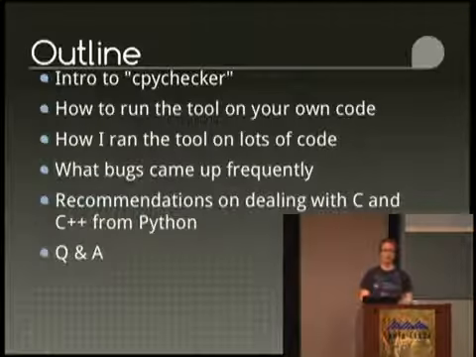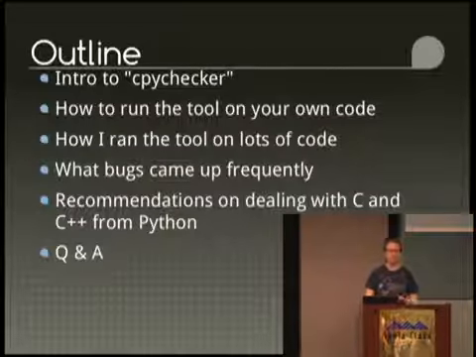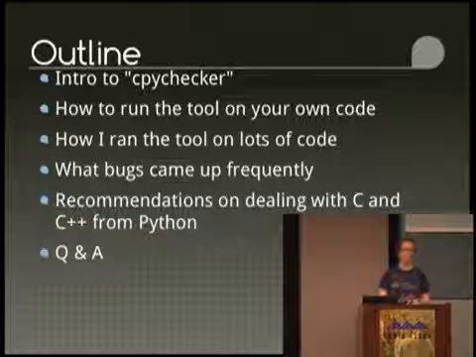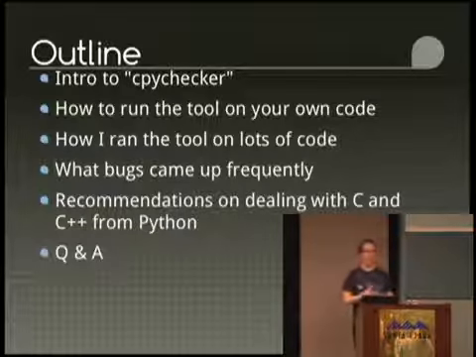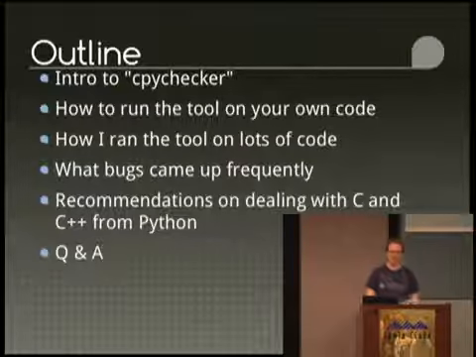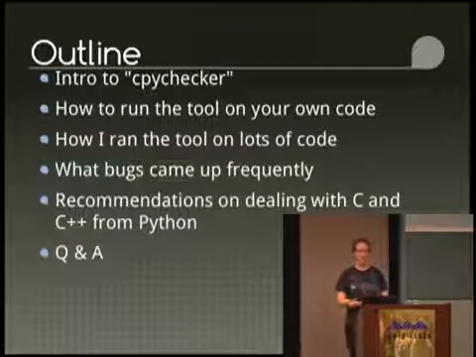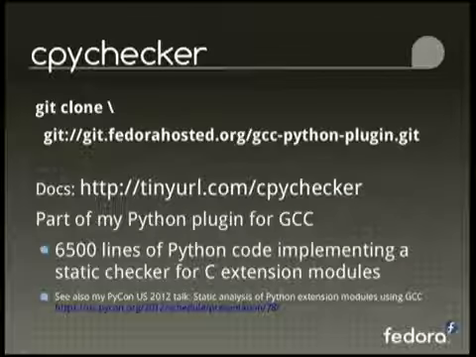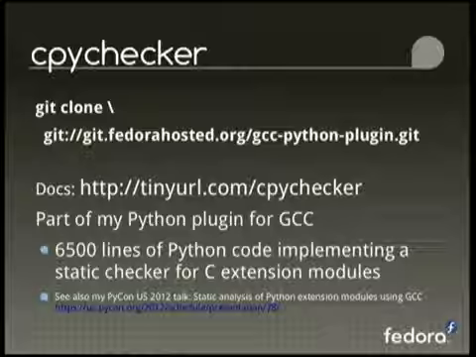And maybe that's enough knowledge to understand this talk. So I'm going to be talking about cpychecker, which is the analysis tool that I wrote, and what it does and how you would go about running it on your own code. And then talking about my experiences running it on hundreds and hundreds of extension modules, and basically what I discovered doing that. So cpychecker lives as part of my GCC Python plugin source tree, and there's a link on the screen in order to check that out from Git, and the docs URL as well.